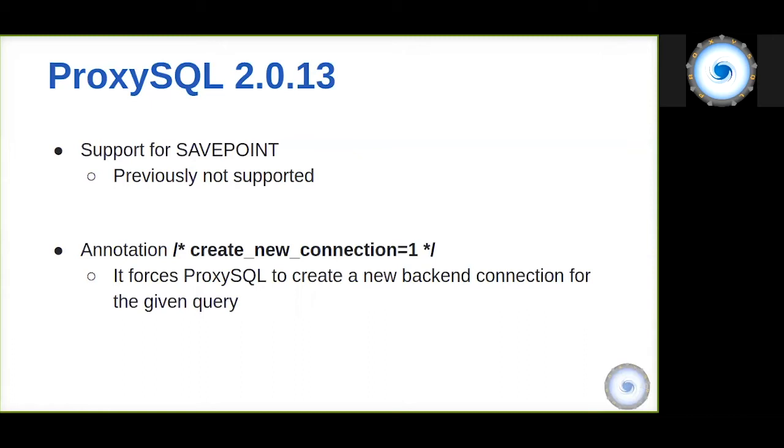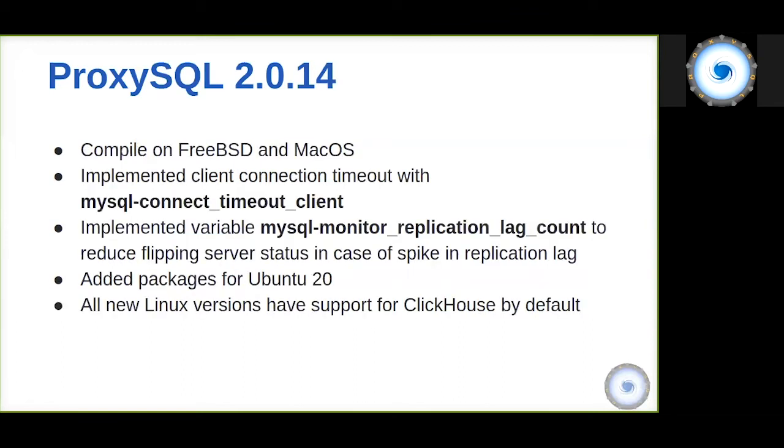Furthermore, we also introduced a new annotation in queries. So if a client executes a query with the annotation create_new_connection=1, ProxySQL will force the creation of a new connection to execute that specific query. In 2.0.14, we also had the ability to compile ProxySQL on FreeBSD and also macOS.